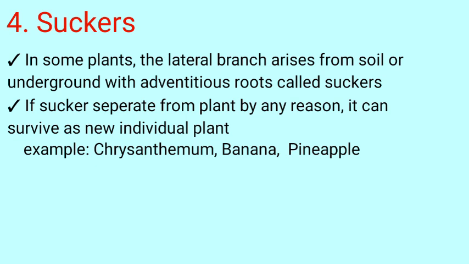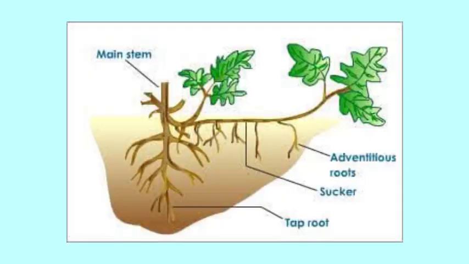The very last type of subaerial stem modification is suckers. In some plants, the lateral branch arises from the soil or underground with adventitious roots, called suckers. If a sucker separates from the plant for any reason, it can survive as a new individual plant. Here you have to remember a sucker is a lateral branch of a plant which arises from the soil or underground portion with adventitious roots. Let's see the diagrammatic representation of suckers.